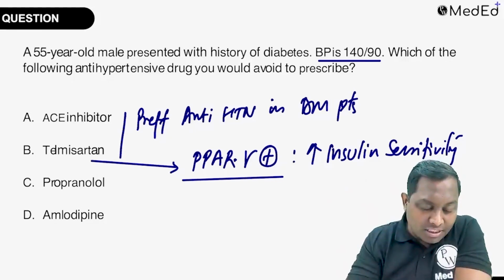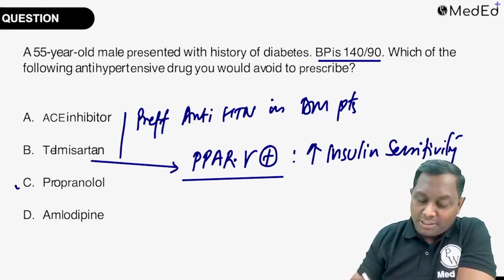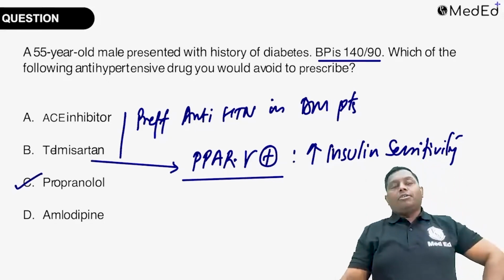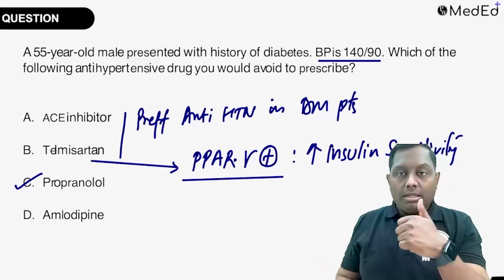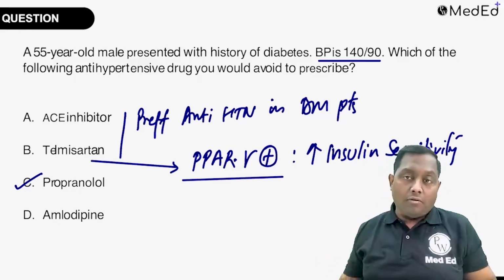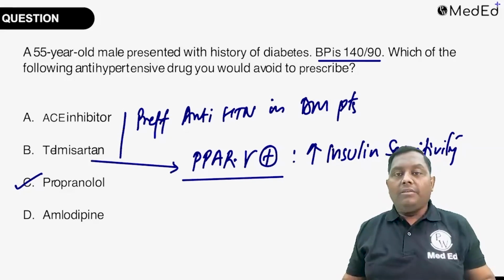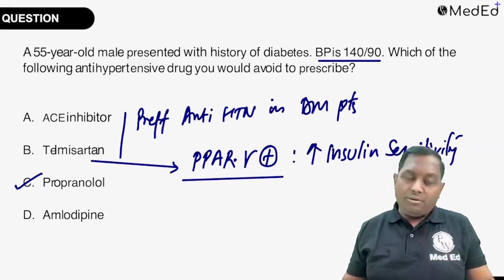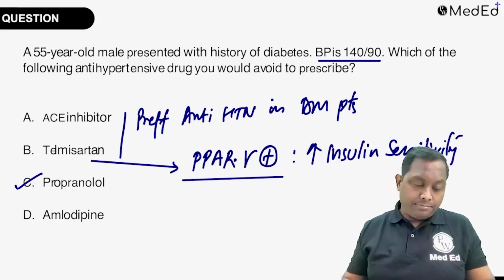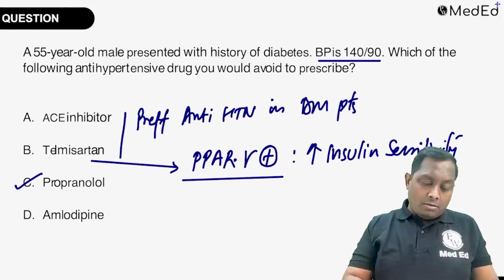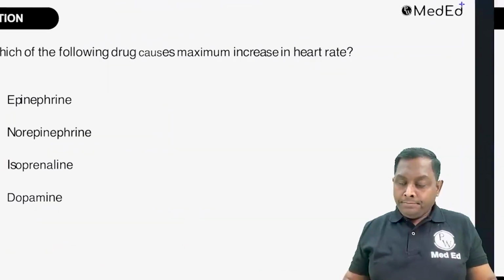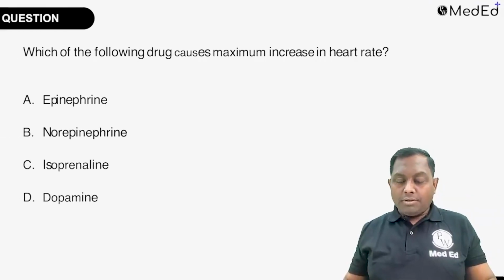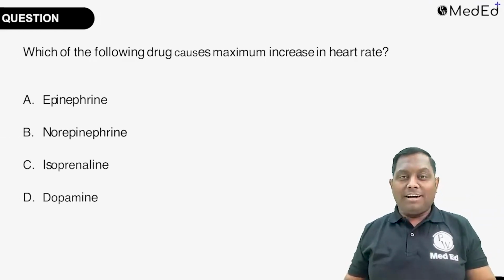Amlodipine, there is no such contraindication in diabetes, but I just told you that beta blocker should not be given, and two reasons that I told you. One is they will mask the hypoglycemic symptom or warning symptom of hypoglycemia, and they will also not allow the reversal of the hypoglycemia. Okay. So I hope all of you guys have got this one, and we can talk about the next question now. Which of the following drug causes maximum increase in the heart rate?